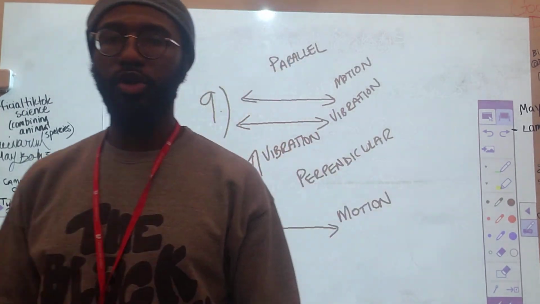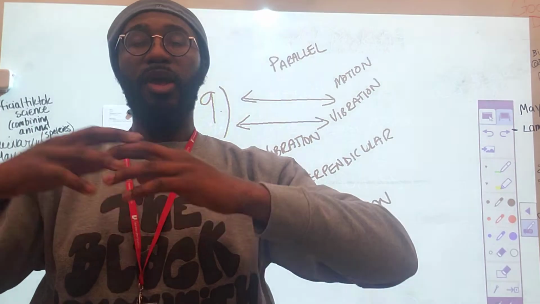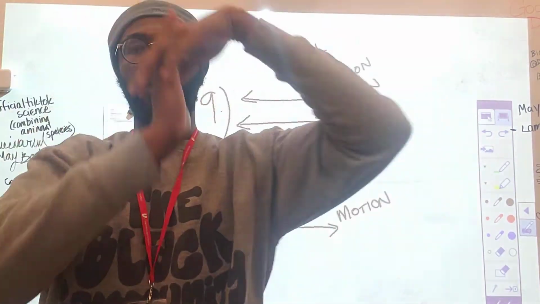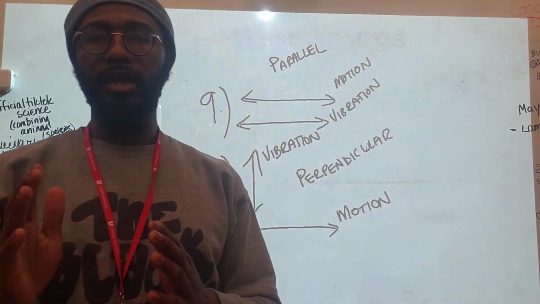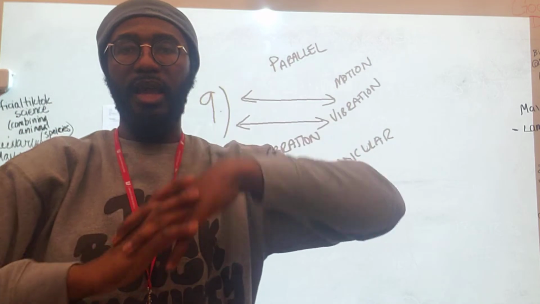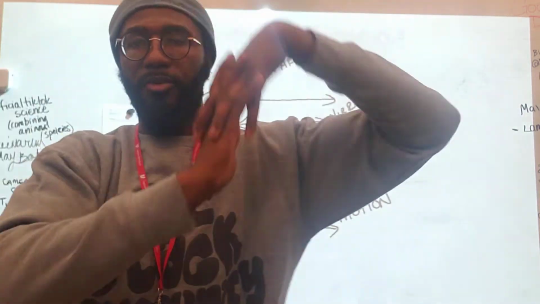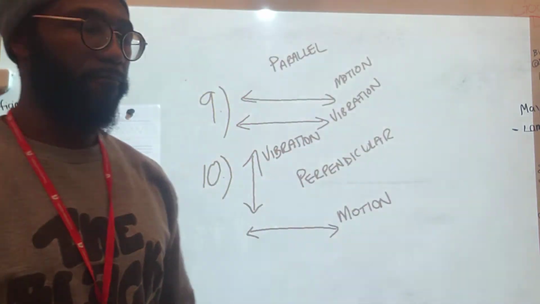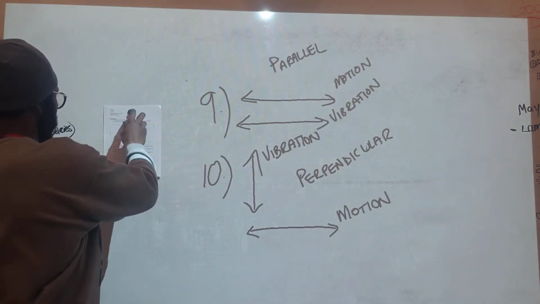Again, with transverse waves, I'm moving my arms up and down, but the wave travels that way across the screen. The direction of the vibration, me moving it up and down, is different from the direction the wave is moving, which is that way down the screen. All right, so problems 9 and 10 seem good.